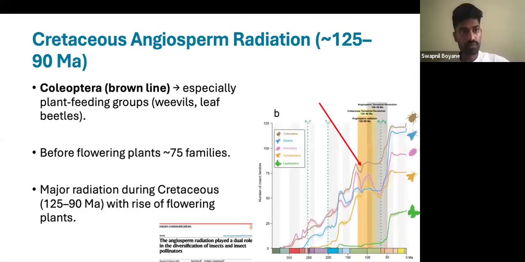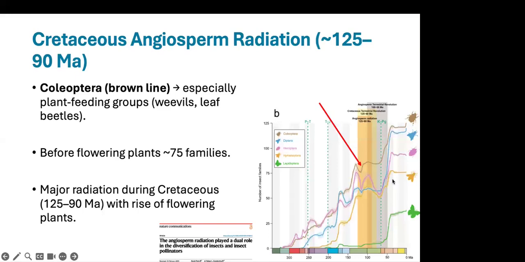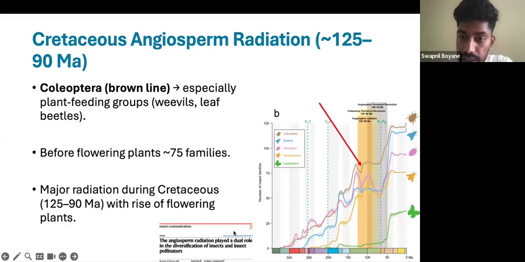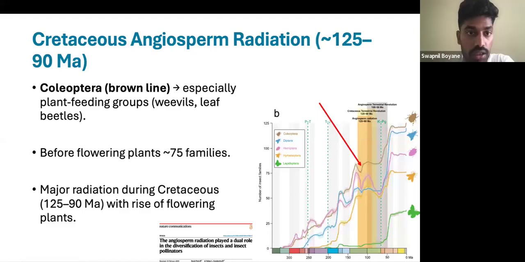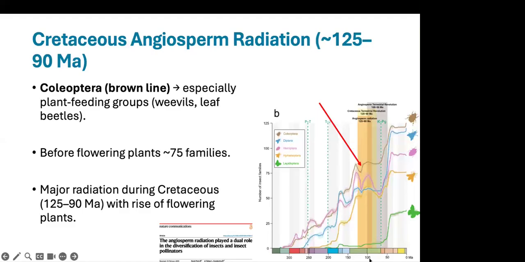As I mentioned, the Cretaceous period was the key period for angiosperm radiation as well as beetle radiation. Radiation here means diversification, where they quickly diversify into different habitats and evolve among themselves. The image on the right hand side I have taken from a paper published in Nature Communications. In this figure, we have different orders of insects, and what it shows.